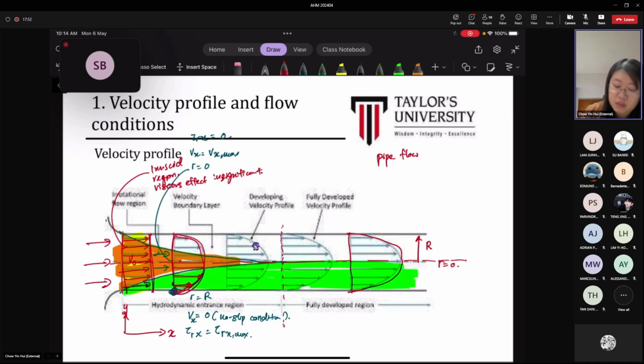The velocity profile starts to become more developed. It's really more developed in this region, which, if you look at it, we call it the, okay, hold on here.